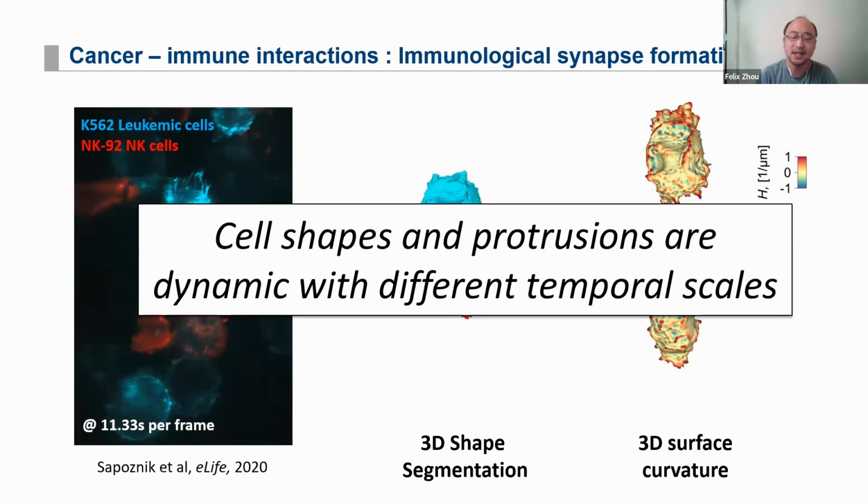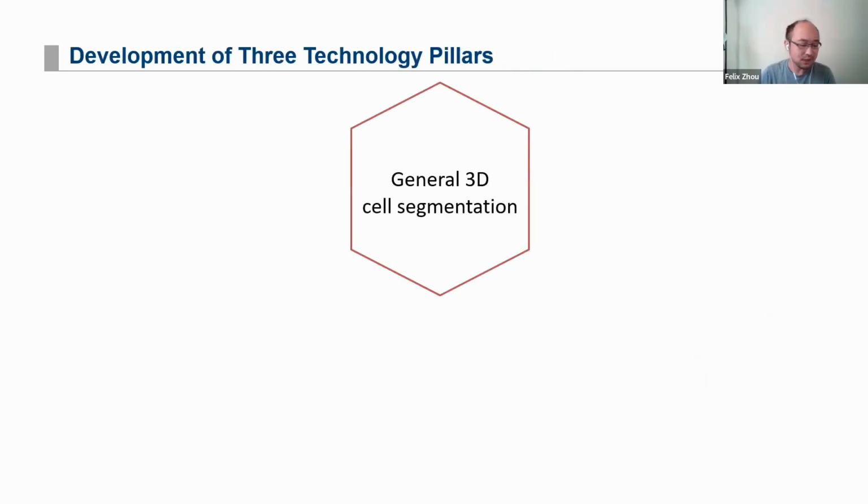The key point I want to make is that cell shapes and protrusions are dynamic, and they have different temporal scales, maybe even different functions. That's the hypothesis. To really address this, I motivate the development of these three frameworks.